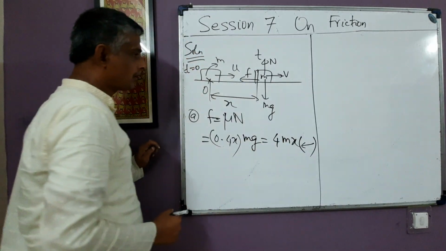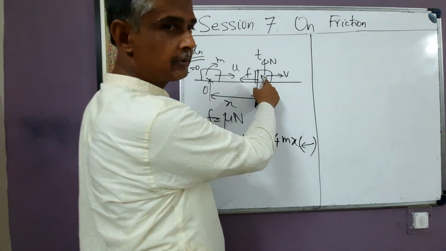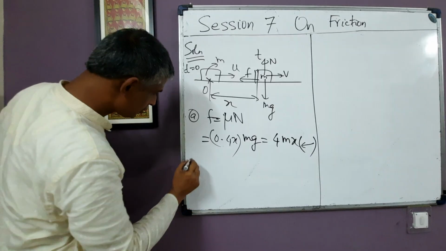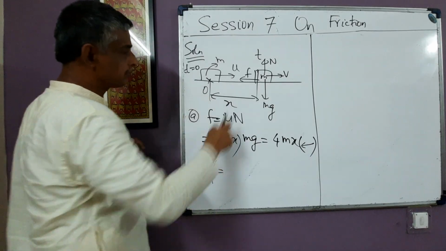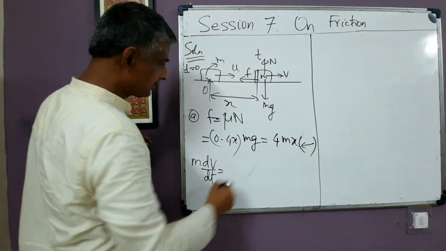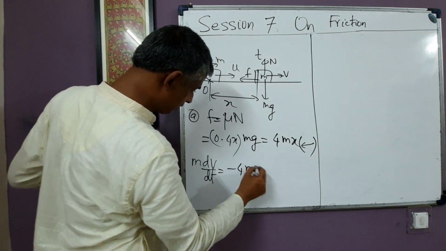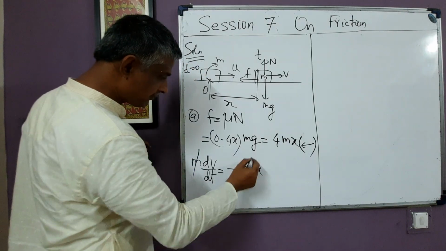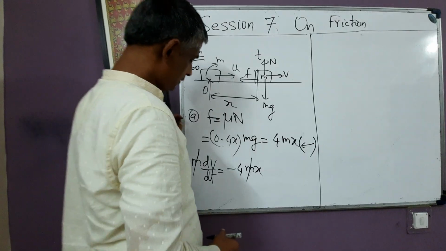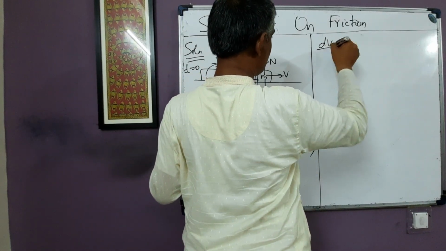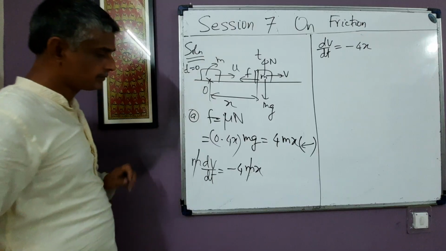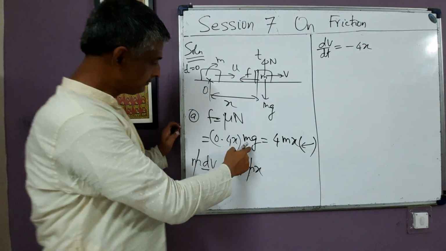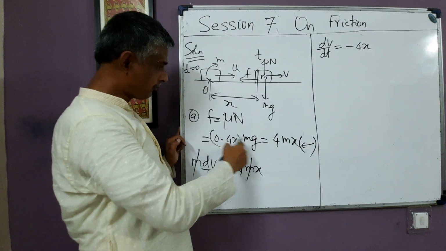Now apply Newton's second law to block with respect to ground in rightward direction. So what do I write? m dv by dt equal to net force on the block in this direction. That is just equal to minus 4mx. m will go away. So we get dv by dt equal to minus 4x.